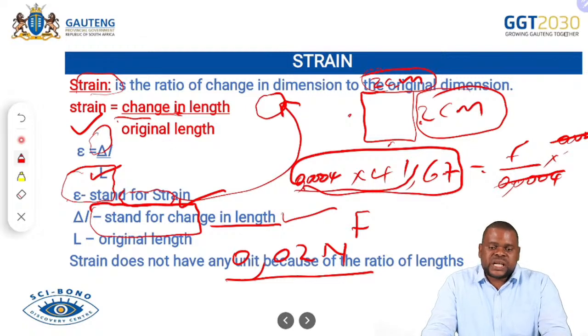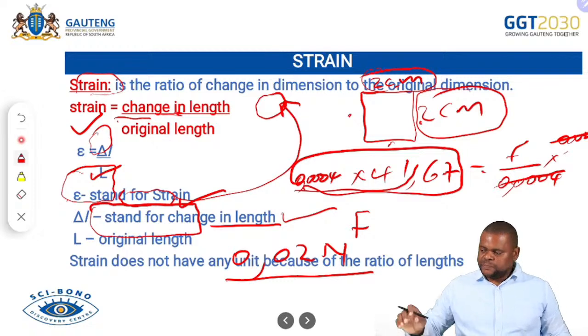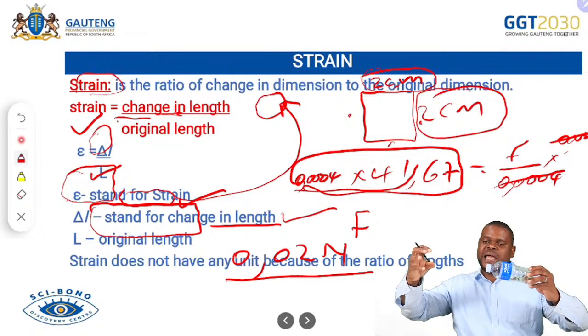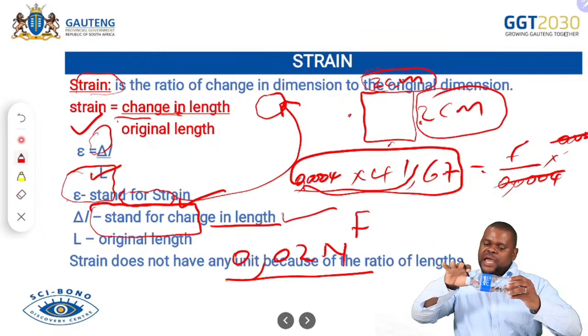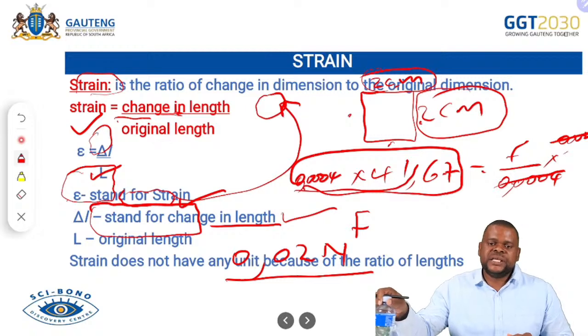Okay, let's continue. We're looking into strain. Definition for strain. If they ask you to define strain, then this is what you must write. It says strain is the ratio of change in dimension to the original dimension. What does that mean? That means strain is when I have this and stretch it, it will increase by a certain length. When I take the length that this has been stretched by, and then I divide by the original length, it gives me a strain.